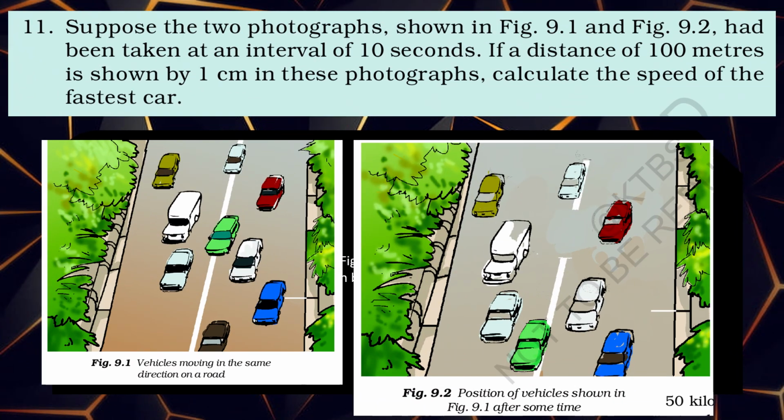Then 11th one. Suppose the two photographs as shown in figure 9.1 and 9.2 had been taken at an interval of 10 seconds. If a distance of 100 meters is shown by 1 centimeter in these photographs, calculate the speed of the fastest car. See, I can say the fastest car is the brown one. Here we cannot see the brown one, but exactly the distance is not given. That's why data is not enough. So I cannot calculate this sum.